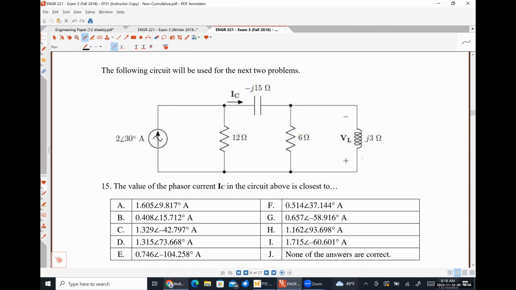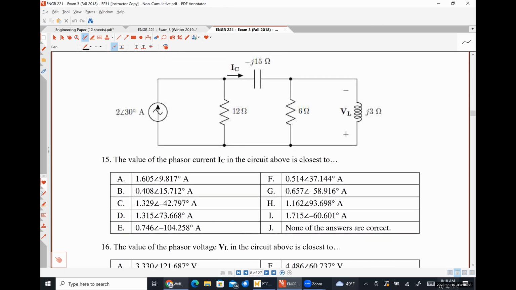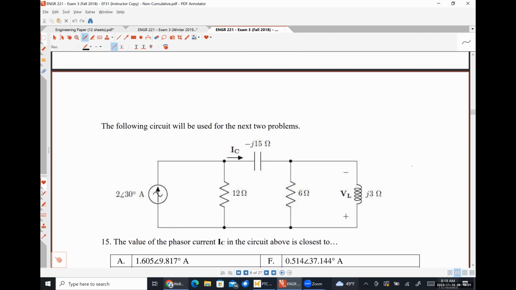So I personally would do current division to get the answer to 15. So let me do that up here. That is exactly right. So IC would be 2 angle 30 degrees amperes times. So now I have this big thing on the right. So that looks like negative j15 ohms in series with the parallel combination of 6 and j3.